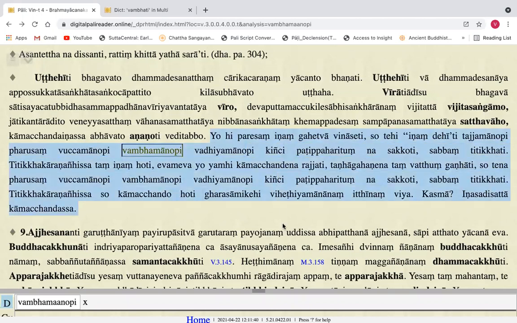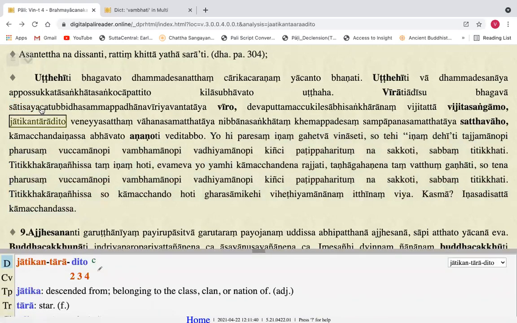Satisaya Chatupida Samapadana Viriya Vantataya. How should we divide that word again, Sayadaw? So sadisaya means adisaya, Sa adisaya. Yeah. So together with adisaya means abundant. Very small. Yeah. And then Chadobida, so fourfold.